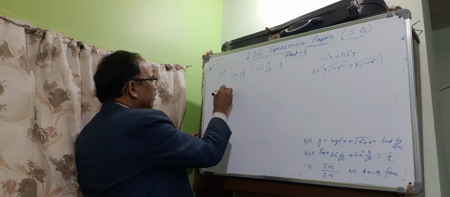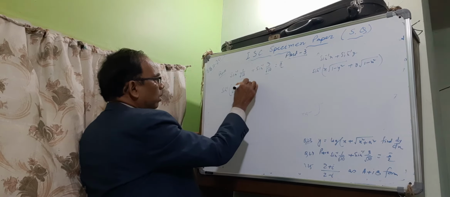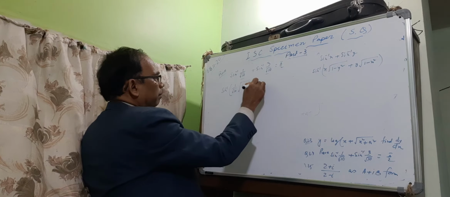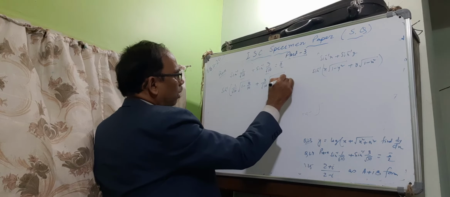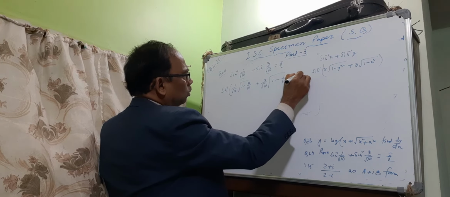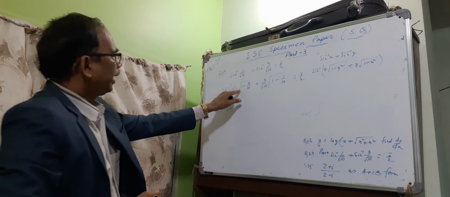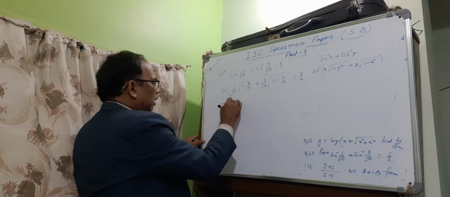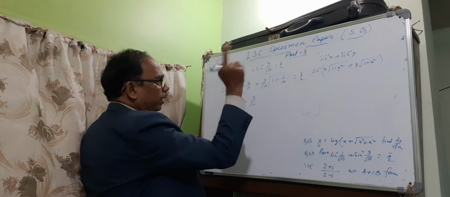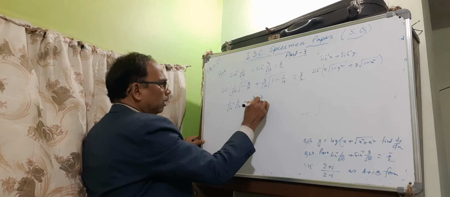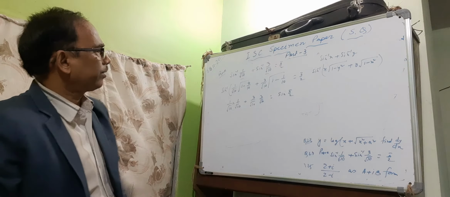This is sine inverse of 1 by root 10 times root over 1 minus x square, that is 9 by 10, plus 3 by root 10 times root over 1 minus x square, that is 1 by 10, equals pi by 2. Then 1 by root 10, 10 minus 9 is 1, so 1 by root 10, plus 3 by root 10, 10 minus 1 is 9, square root, that is 3 by root 10, equals sine of pi by 2, sine inverse coming to the right hand side.